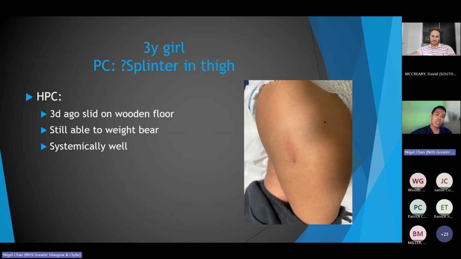And this was a 3-year-old who was at a birthday party and did some sort of slide on a wooden floor, and the parents were worried that she had something stuck in her leg. So this is her thigh basically. So her bum is up here and her knee down here, and this is what it looked like. So it's a bit red on the kind of lateral aspect.